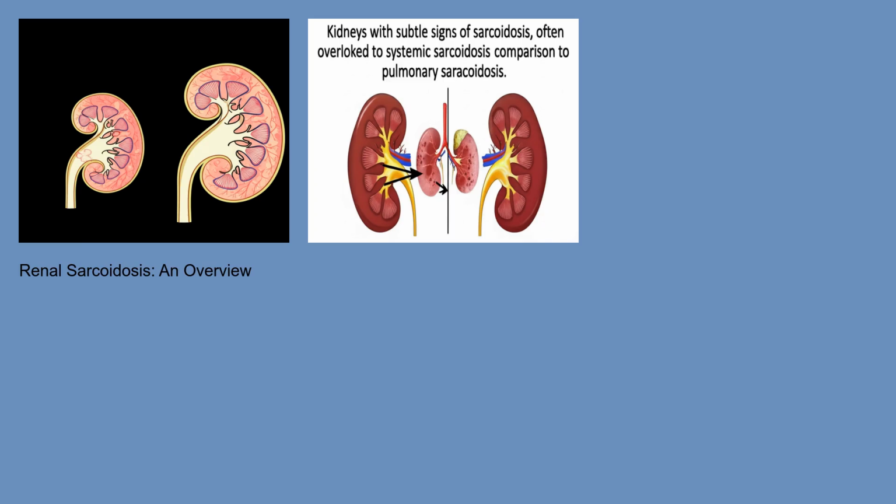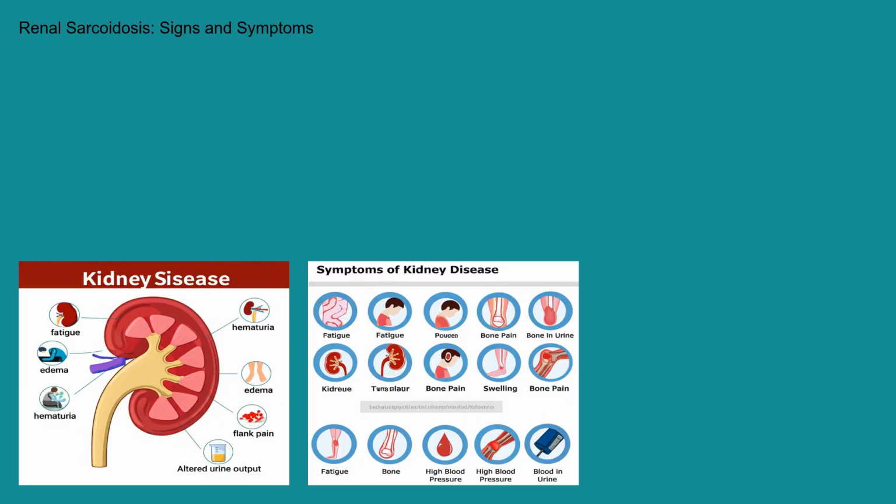Renal sarcoidosis is relatively uncommon compared to pulmonary sarcoidosis, which primarily affects the lungs. It's difficult to pinpoint exact figures, but studies suggest that kidney involvement occurs in a small percentage, possibly 1–5%, of all sarcoidosis cases. It is more common in individuals already diagnosed with systemic sarcoidosis and may be overlooked if the renal manifestations are subtle. The signs and symptoms of renal sarcoidosis can be varied and often subtle.